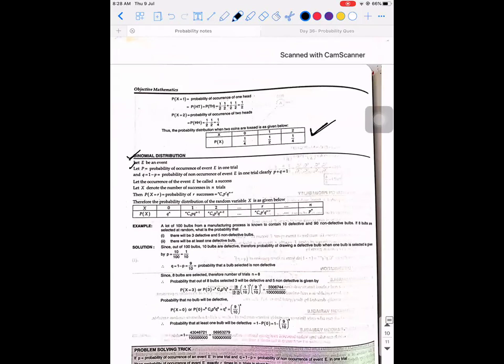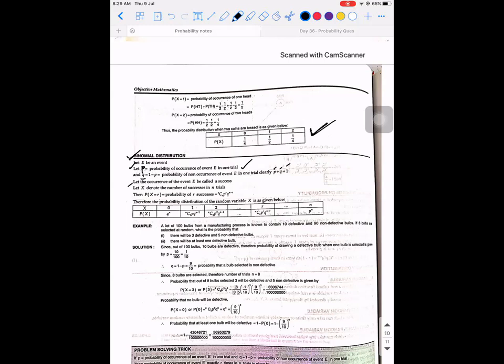Let's say there is an event E that is to occur. Let p be the probability of occurrence of the event in one trial. It is small p, not capital P. So small p is the probability of occurrence of the event in one trial. If you take a variable q, that is the non-occurrence of event E in one trial. Then what will it be in terms of p? It is going to be 1 minus p because it is the complement. So p plus q will be equal to 1.